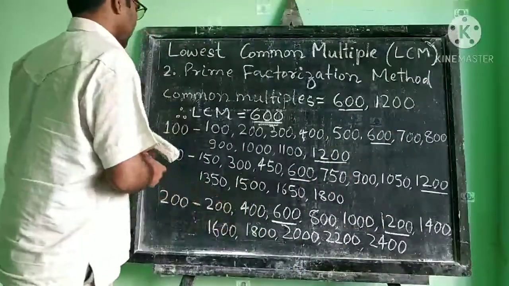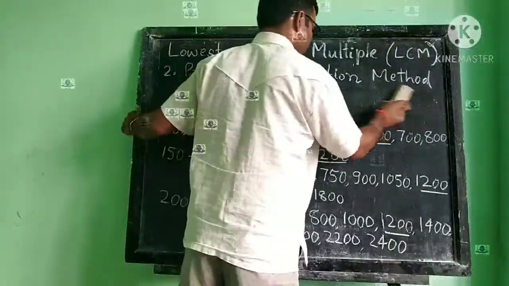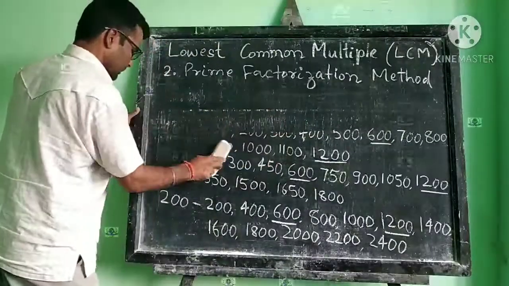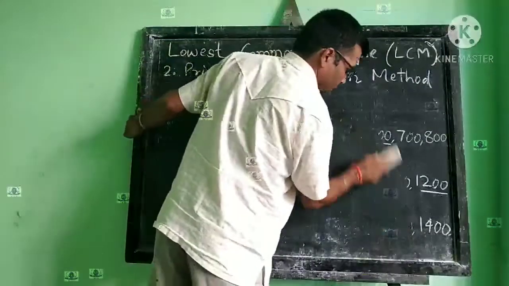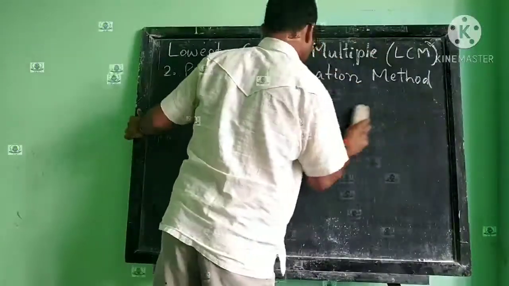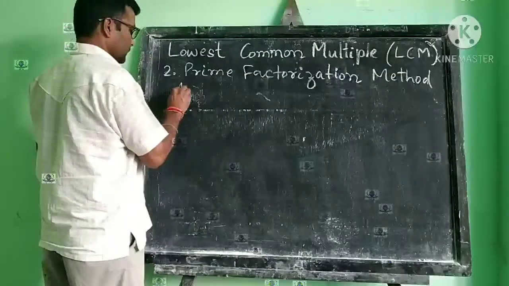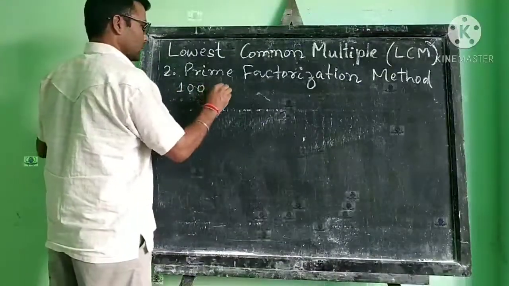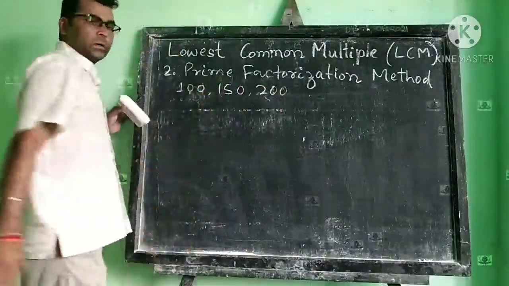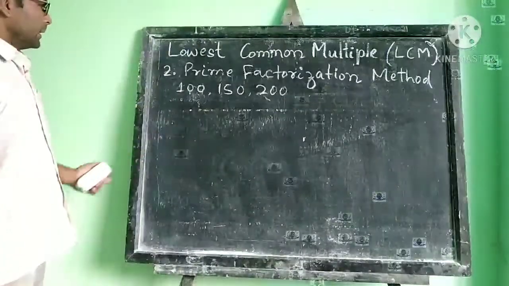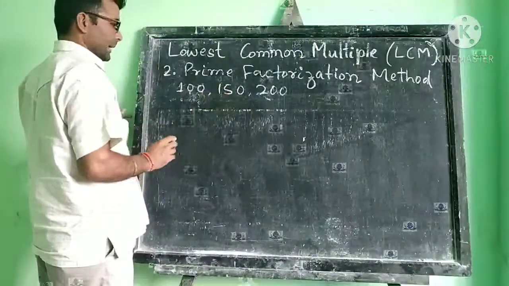This is the second method to find LCM. Let us take the same three numbers, that is 100, 150 and 200. The same numbers we can take for this method also. So my dear children, in this method we have to find the factors of each number independently.